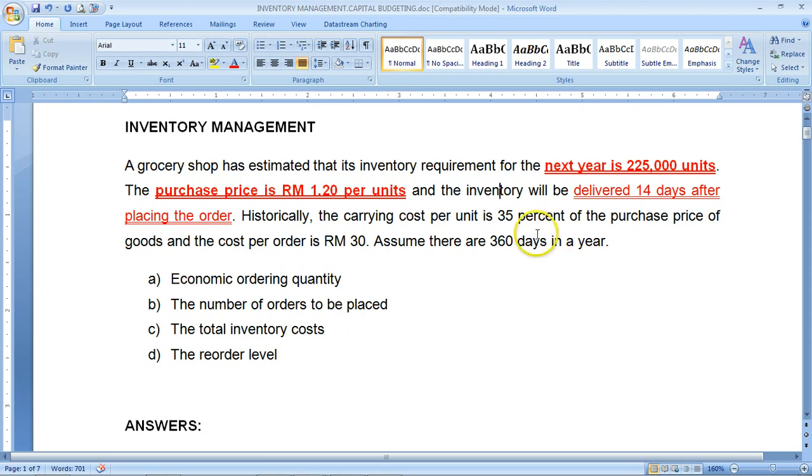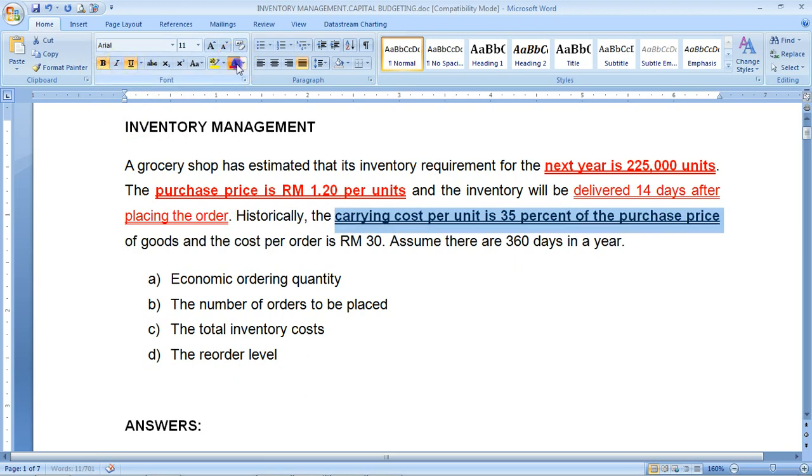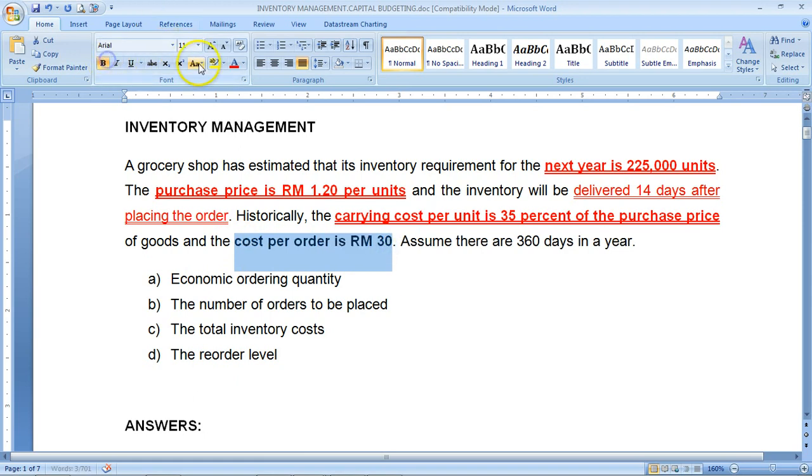Historically, the carrying cost per unit is 35% of the purchase price. As I said just now, the purchase price of the materials is being used for what? To calculate your carrying cost. And lastly, the information that you need to know is the cost per order, the ordering cost. We have highlighted this, and assume there are 360 days in a year. It's important to know how many days. Later we'll explain in the calculation. Right, this is the question.